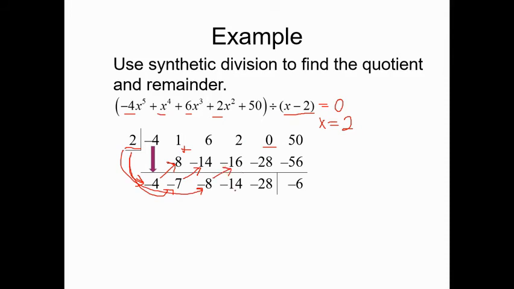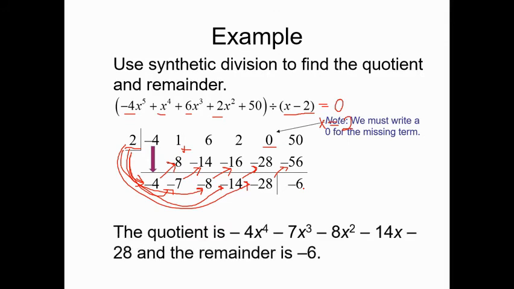2 minus 16 is a negative 14. 2 times the negative 14 gives us a negative 28. 0 plus a negative 28 is negative 28. And then last, 2 times the negative 28 gives us a negative 56. We drop that. 50 minus 56 gives us a negative 6. Again, this is just emphasizing that we had to write in the 0 for the missing term.